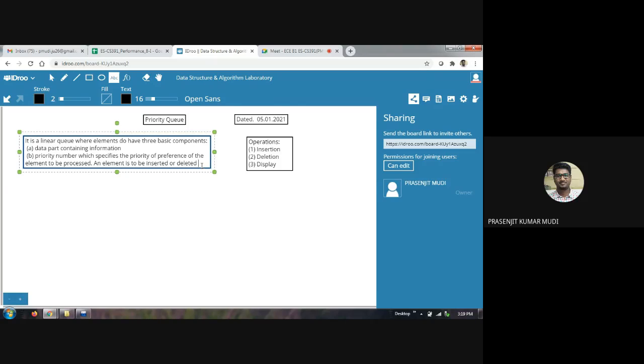It is to be inserted or deleted based on its priority. That is the important aspect of this special type of queue, which is known as a priority queue.